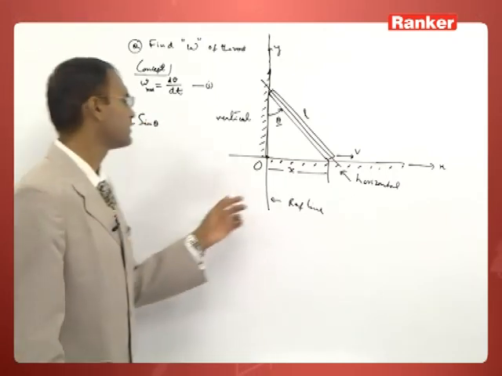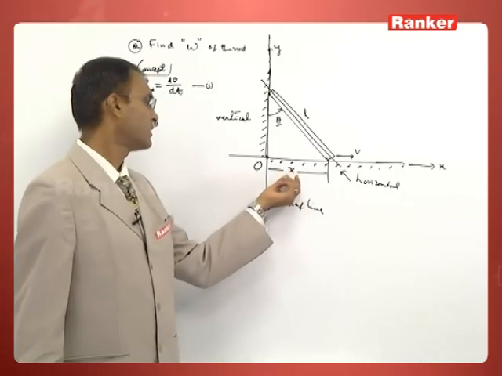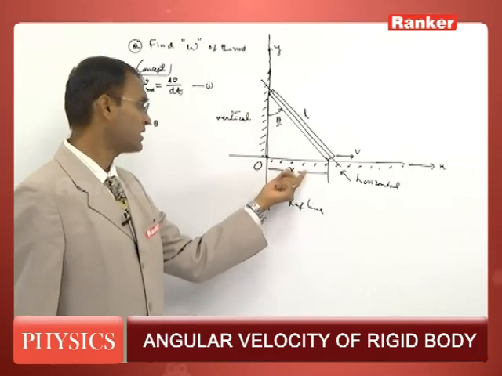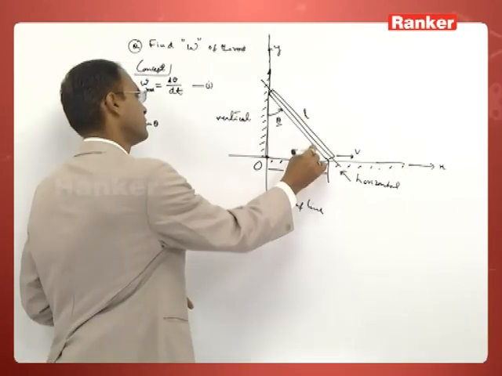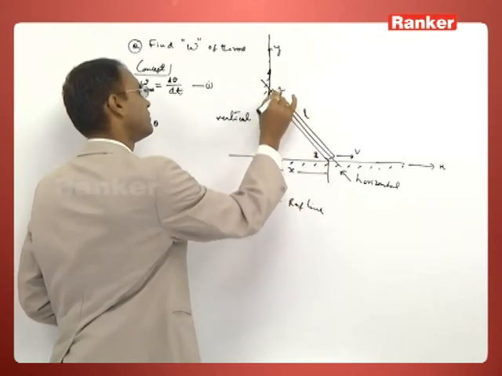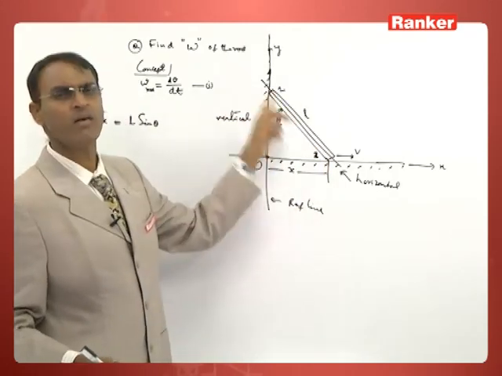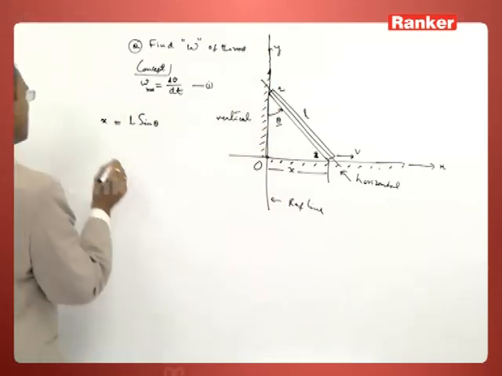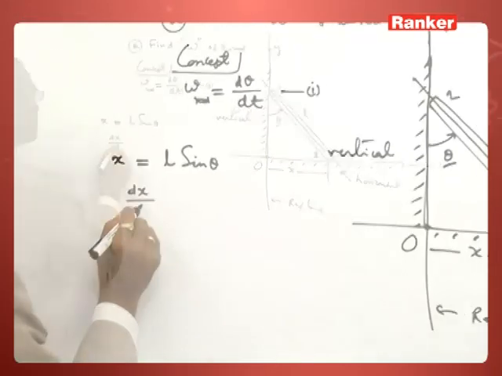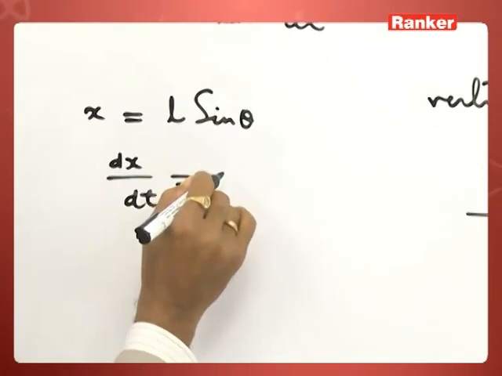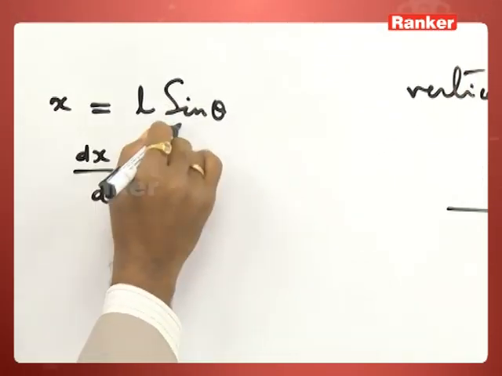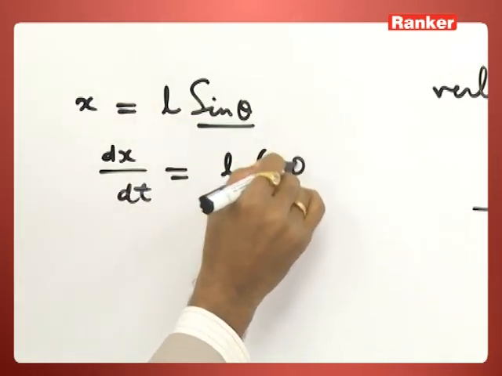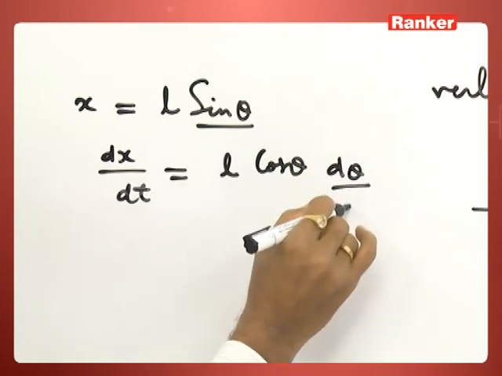Once you have the relation between this linear dimension and this angular dimension, the linear position of this point 1 and the angular position of the rod with respect to the vertical, then we differentiate both sides with respect to time to get dx by dt equal to L. The derivative of sin theta with respect to time can be written as cos theta d theta by dt.